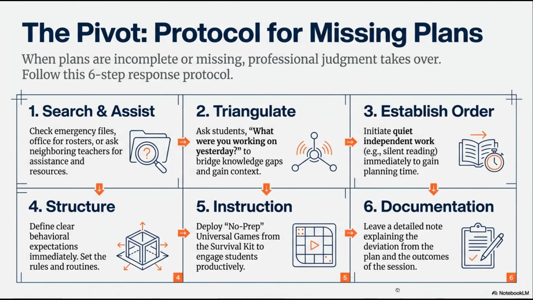You want to ask students what they were working on yesterday. They are your number one source of information about what they're doing in the classroom. Establish order from the get-go. Have them work on something quietly while you come up with a plan. Go ahead and define those behavioral expectations that you know you're going to set. And then you want to deploy your No Prep Universal Survival Kit.